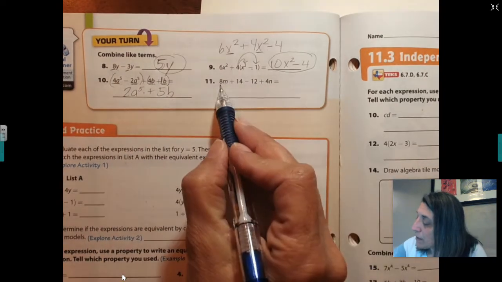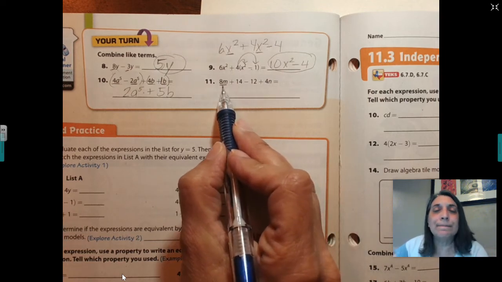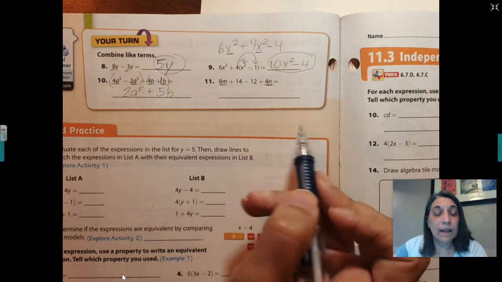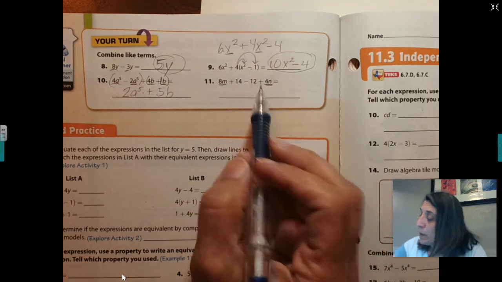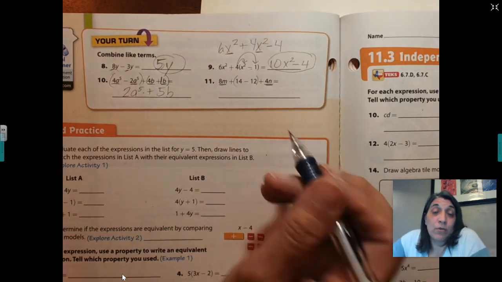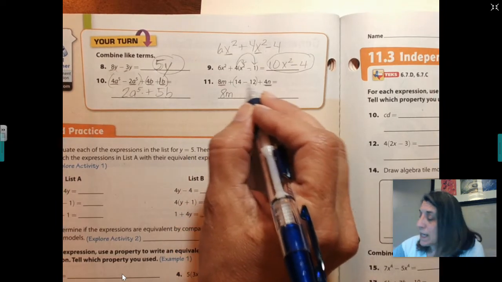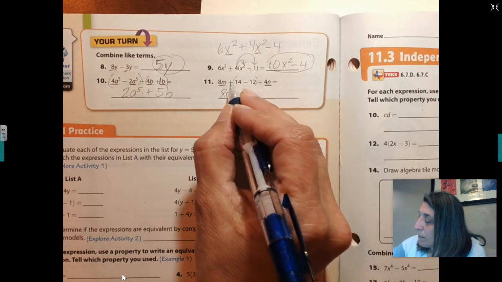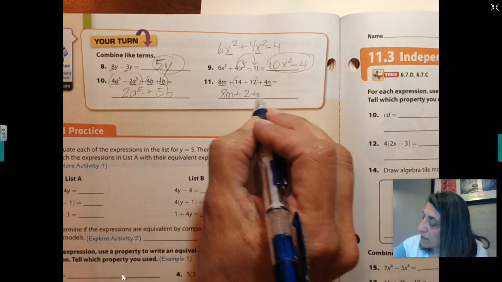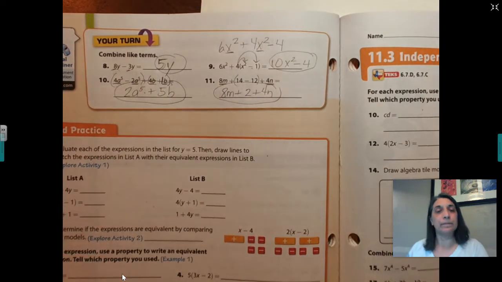Okay, and then this last one, let's see, I have an 8m. Are there any other m's? Nope. I have a 4n. Are there any other n's? Nope. But can I associate these two with each other since they're just 2 numbers? Sure. So I can just rewrite this as 8m, and I can go ahead and do the 14 minus 12. Keep that plus sign. Plus 2. Keep this plus sign. Plus 4n. And that is the simplified version of that one.